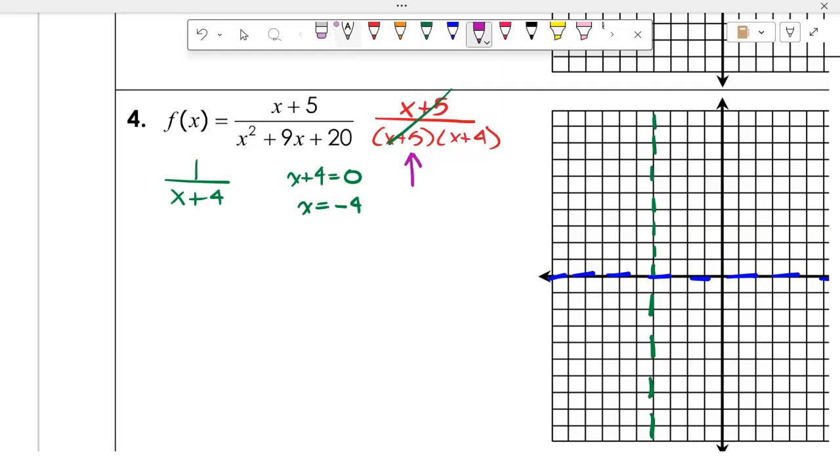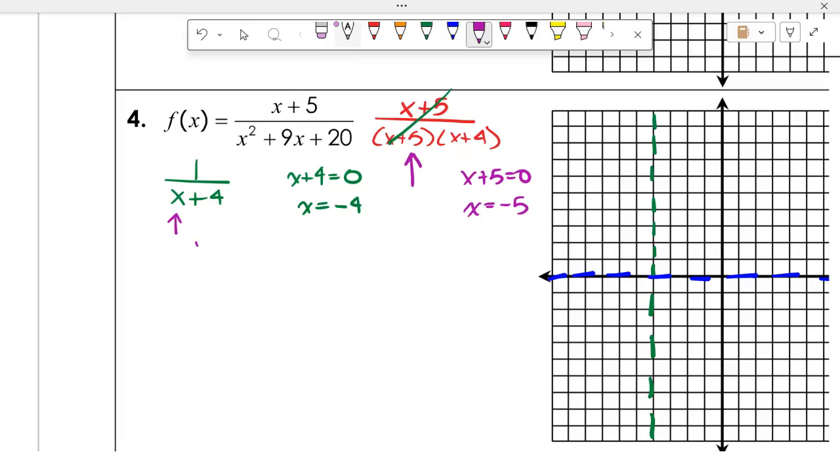So here in the problem, if I solve x plus 5 equals 0, I get x equals -5. So in here, -5 is a problem. If I plug in -5 here, I get 0 over 0 times -1. That's a problem because I have a 0 in my denominator. So that can't happen.